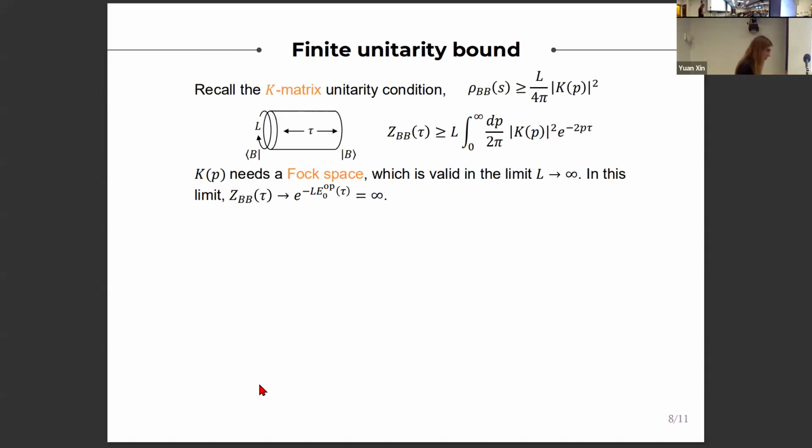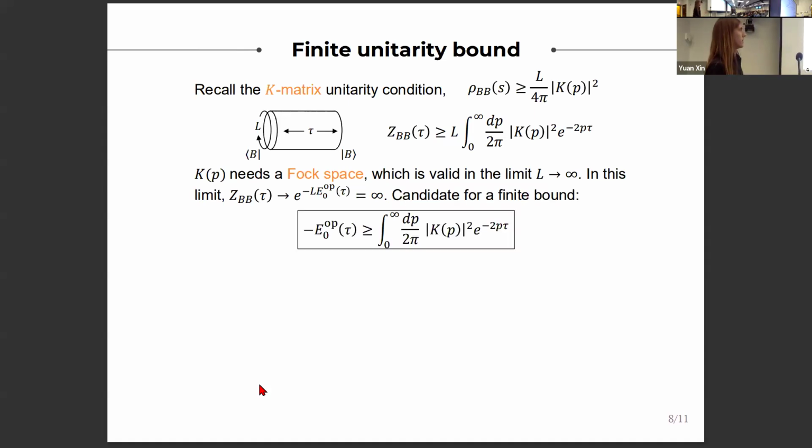So what you need to do is try to look for an updated version of this bound that remains finite at large L. And the best candidate is this one, where instead of the spectra of the partition function, you directly have the free energy, which is the log of the partition function at large L. Now, this may look a bit ad hoc, but there's some motivation why we think this is a good candidate.